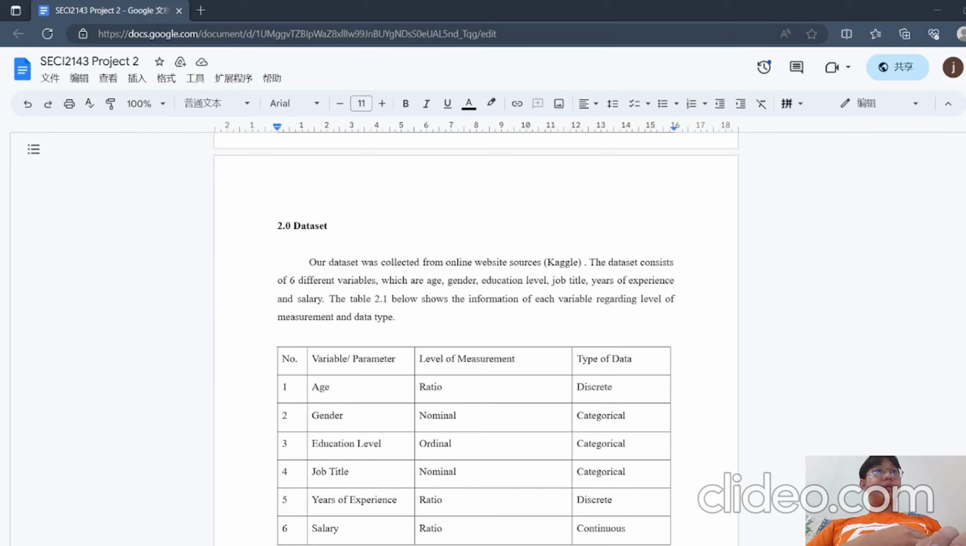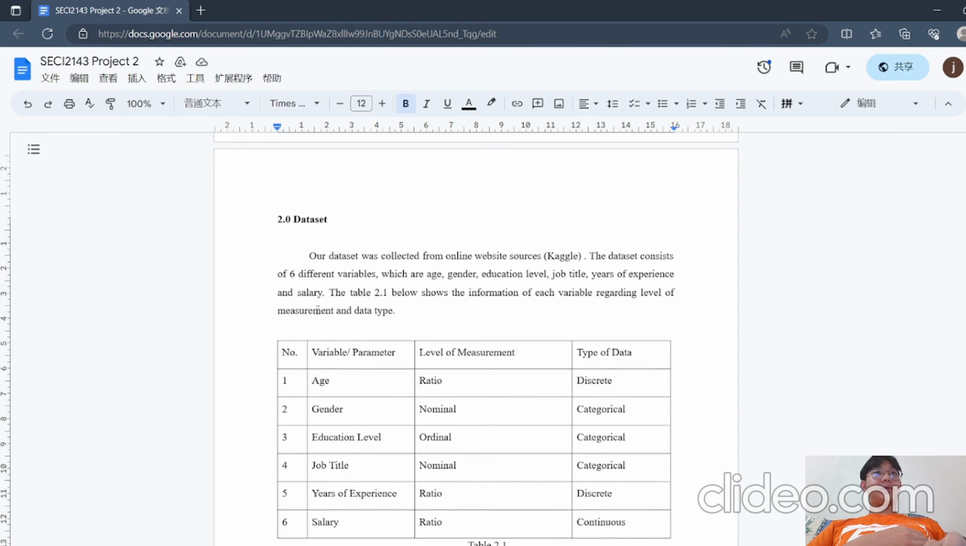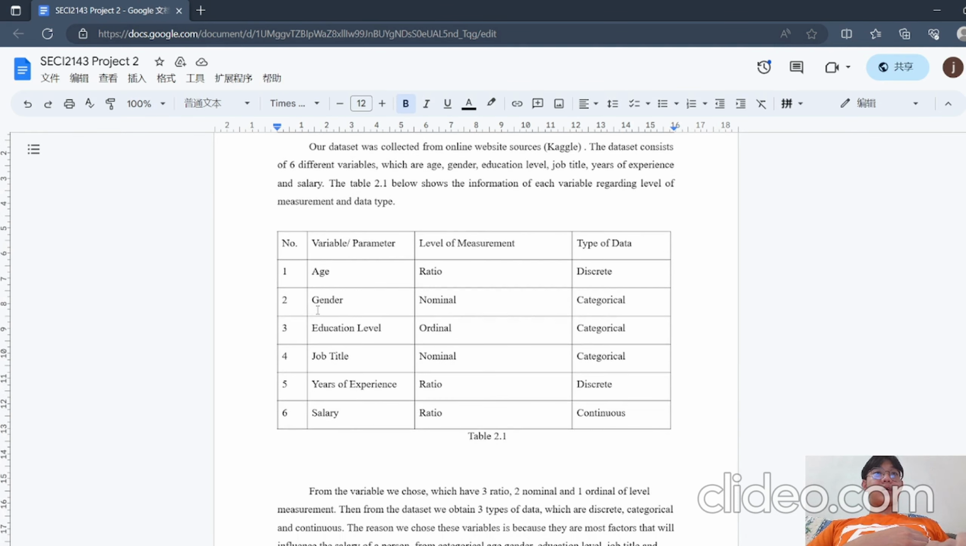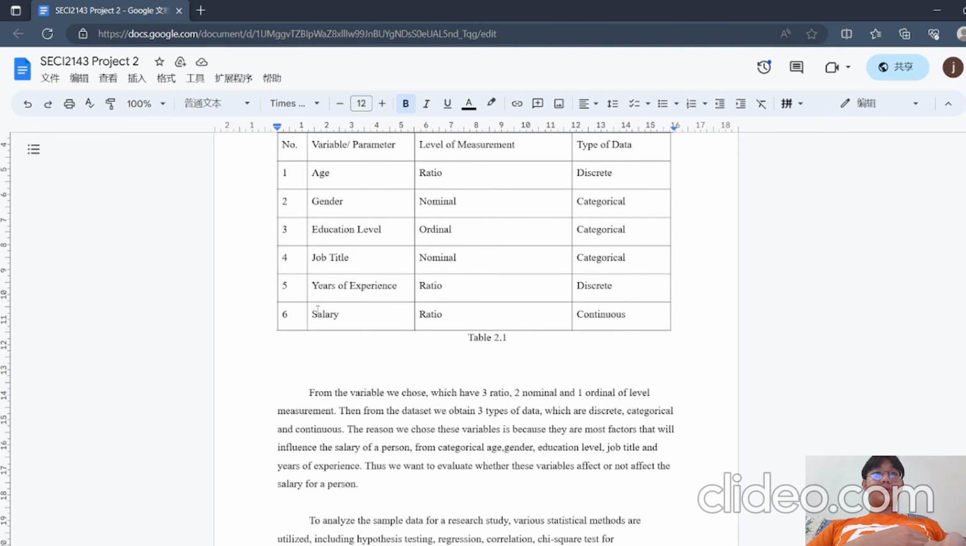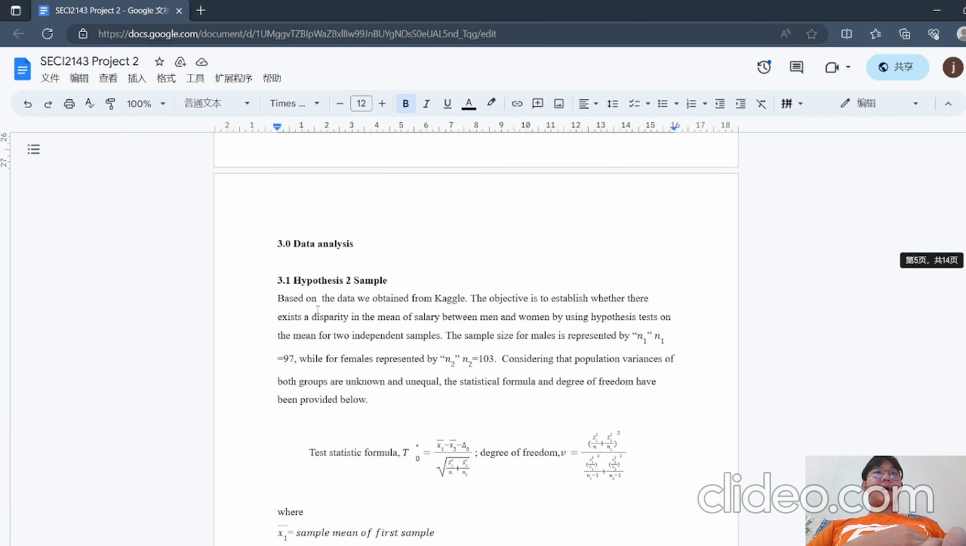Okay, now I will present the PSDA project 2. This is our project. From the data set, we count up the 6 variables. Then we do the data analysis.